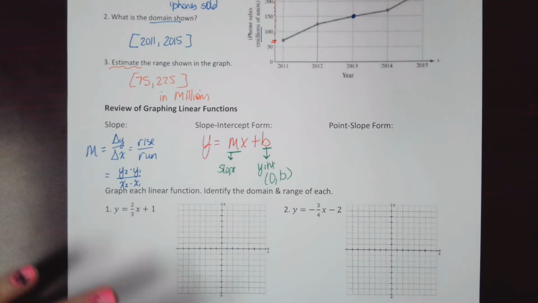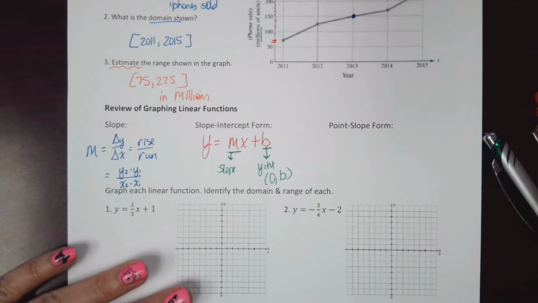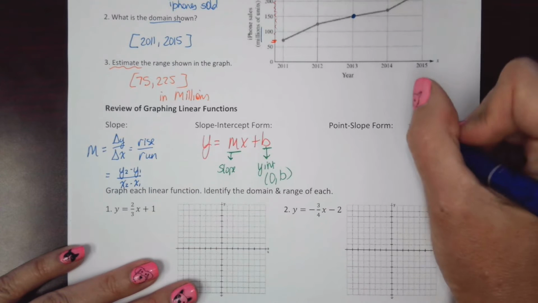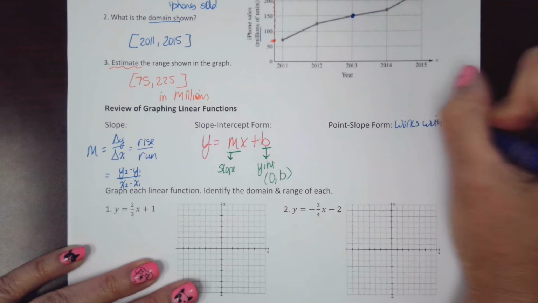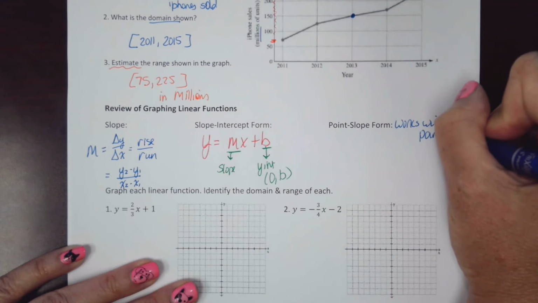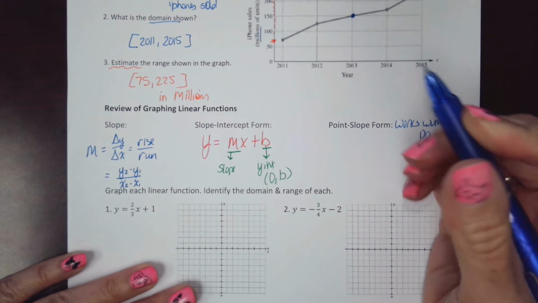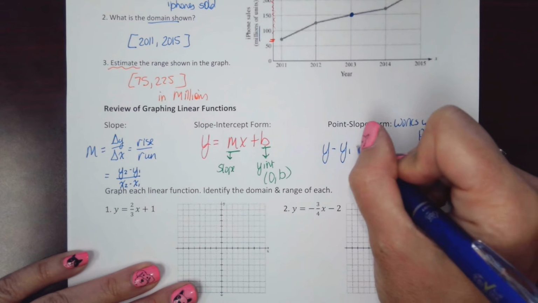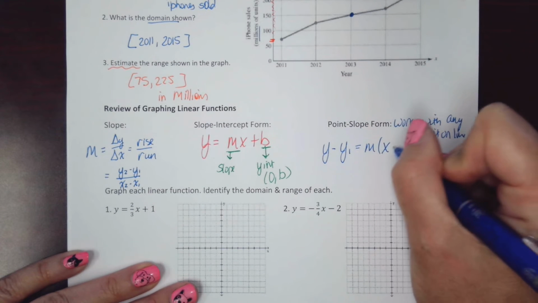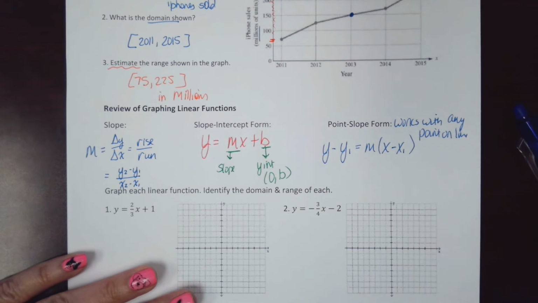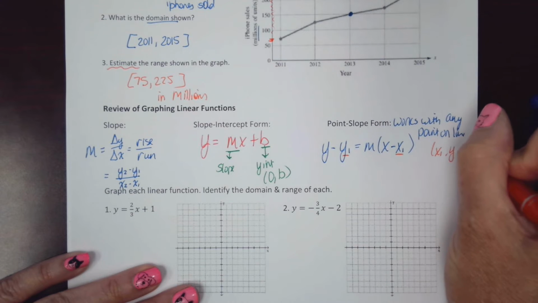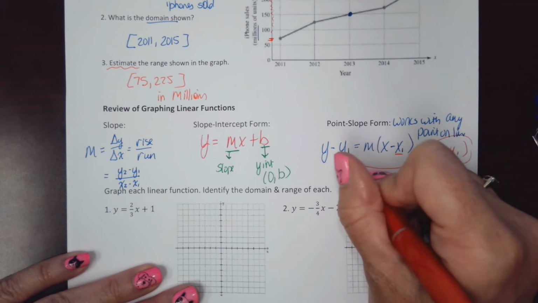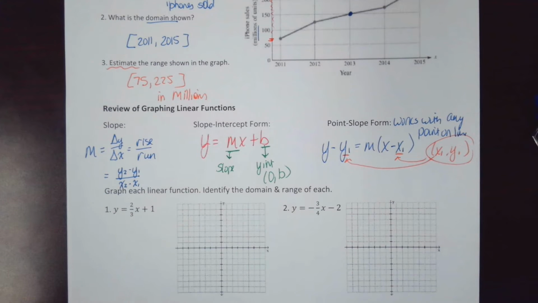And the point slope form is the form I can use when I don't have all the information I need for my slope-intercept form. As long as I have any point on the line, it works with any point on the line. So my point slope form is y minus y sub 1 equals m times the quantity x minus x sub 1, where we have a given point that we plug in, x sub 1, y sub 1, and we take those values and plug in there.